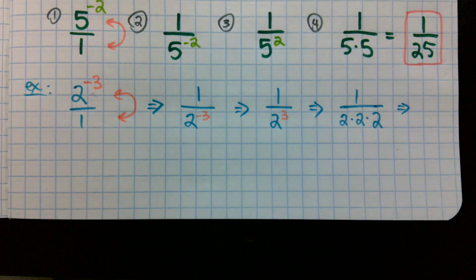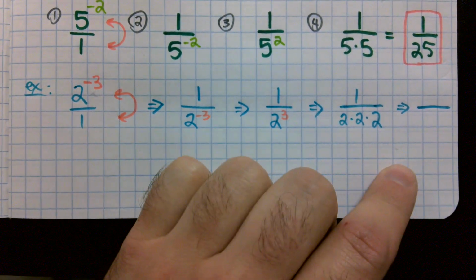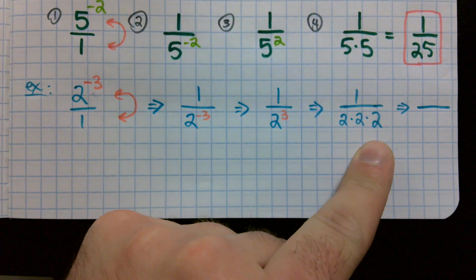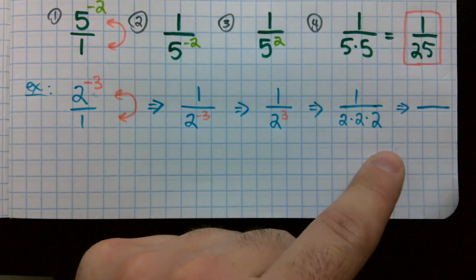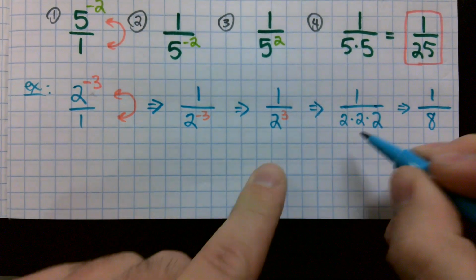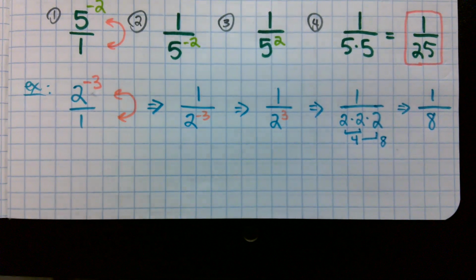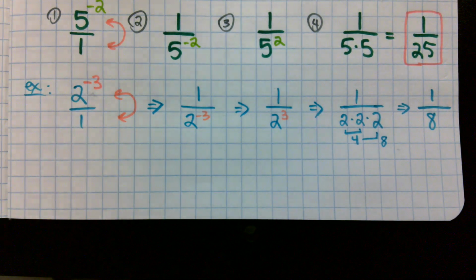What is 2 times 2 times 2? Final step, evaluate. Kamora? 16. Very close. I think 16 would be 2 to the power of 4. 8. I heard a couple people say 8 right here in the front. 2 times 2 is 4, and then 4 times 2 gives us 8. Great job. What's my final answer here?